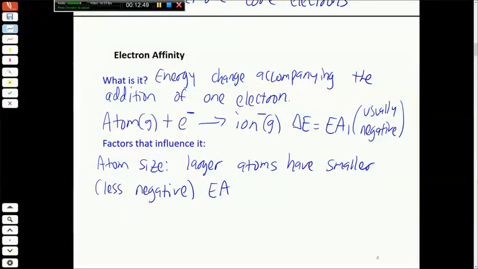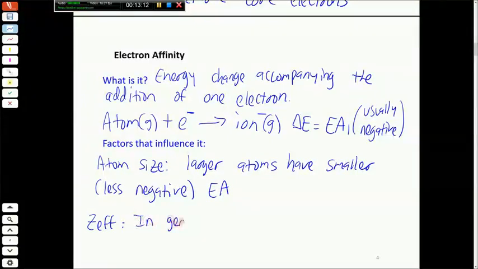So the larger atoms have smaller electron affinities, and that's because the electron that you're adding to those is farther away from the nucleus, so it doesn't have as strong of an attraction to the nucleus. And then just like we saw for ionization energy, this effective nuclear charge, which is the amount of positive charge that one of those outer electrons experiences, is also going to influence electron affinity.